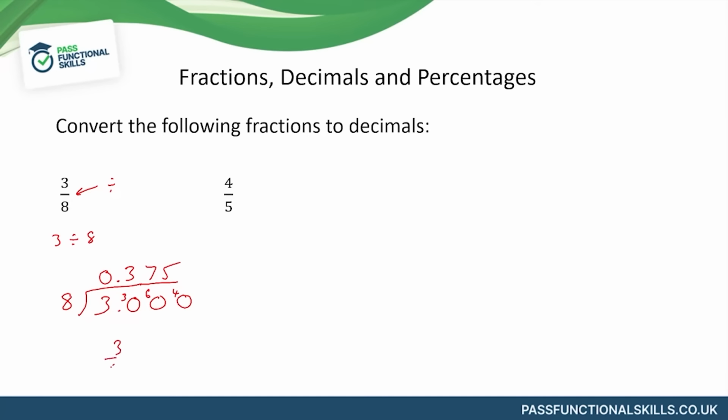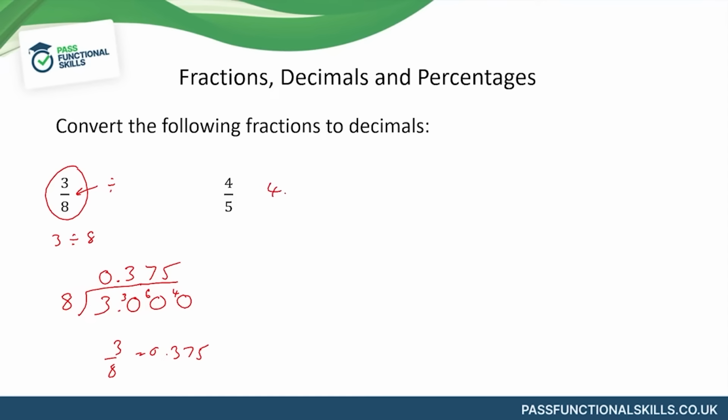Okay, so 3/8 is 0.375 as a decimal. So remember, 3 out of 8 is less than 1. If you've eaten 3/8 of a pizza, you've eaten less than 1 pizza. So it makes sense, therefore, that our answer should be 0 point something. Let's have a look at another example.